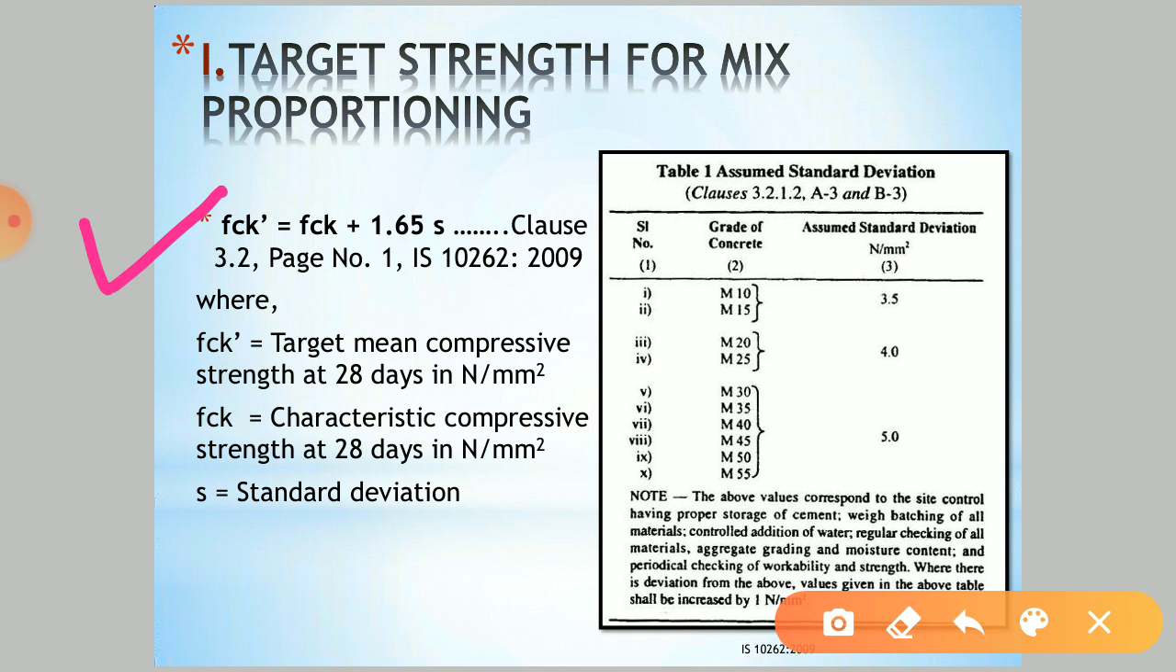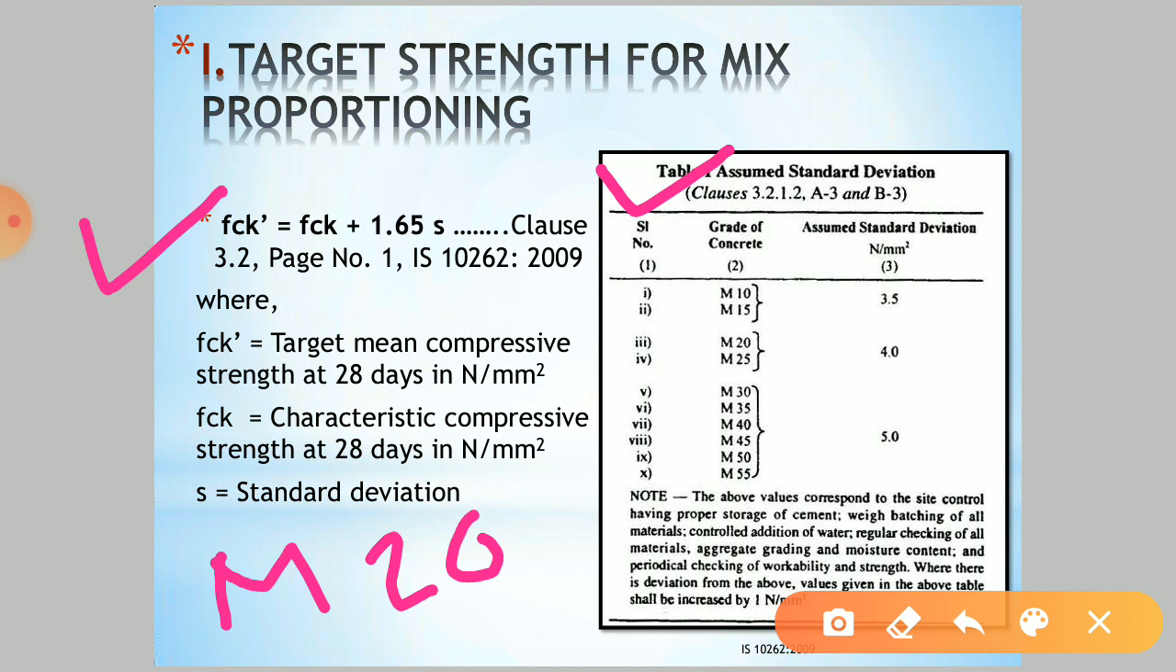Suppose you are designing for M20, then FCK will be M20, the characteristic compressive strength. But you have to consider the deviation, assume standard deviation, that is 1.65s. Now this S, standard deviation, is given in Table 1 of IS 10262.